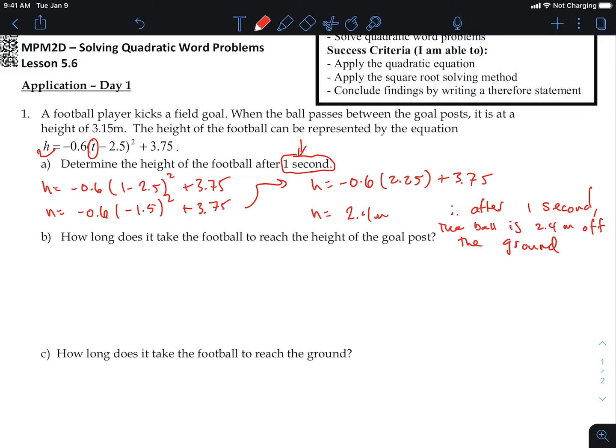Okay. How long does it take? Now, I'm going to highlight something. How long? I'm talking about time now, just so we're flipping from height to time.